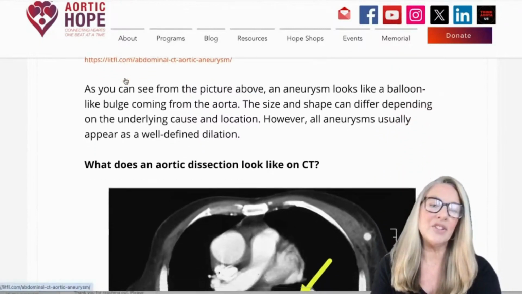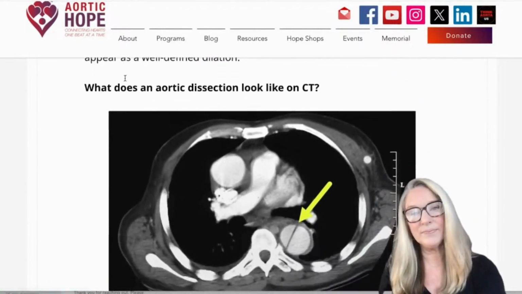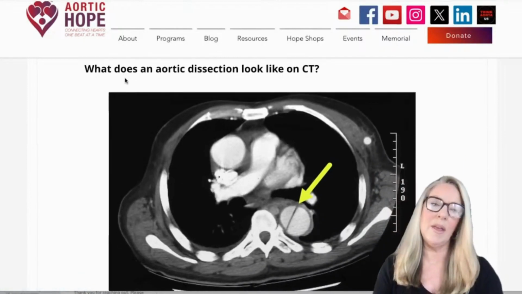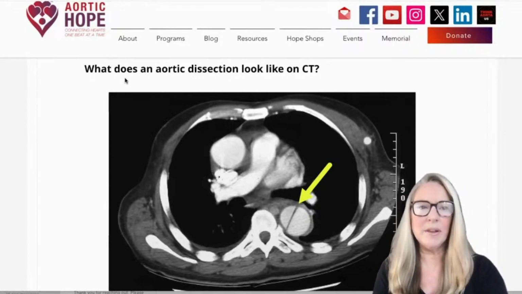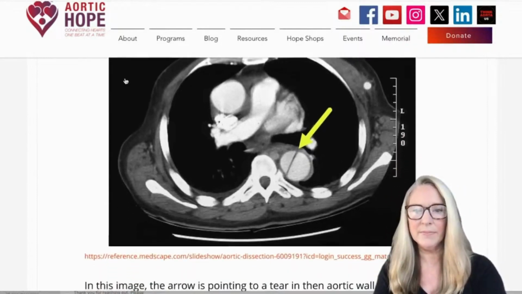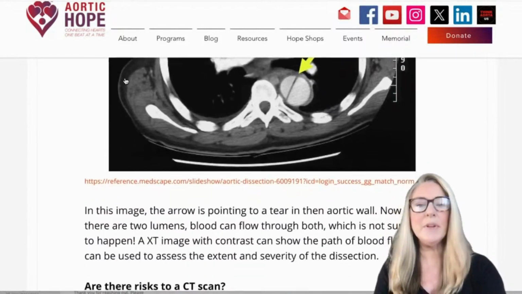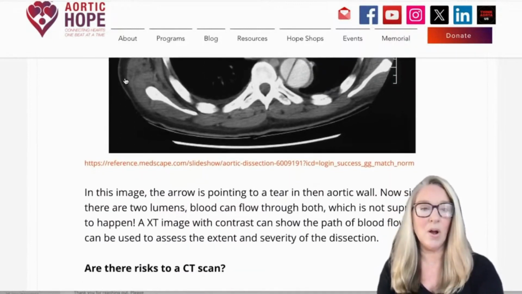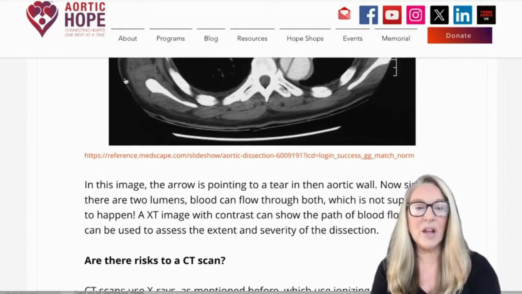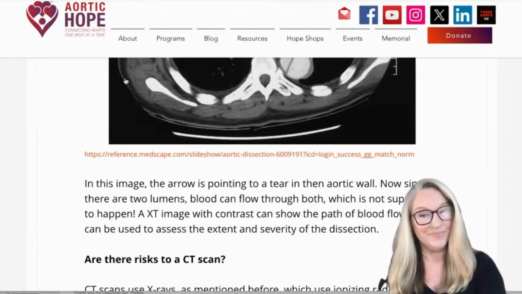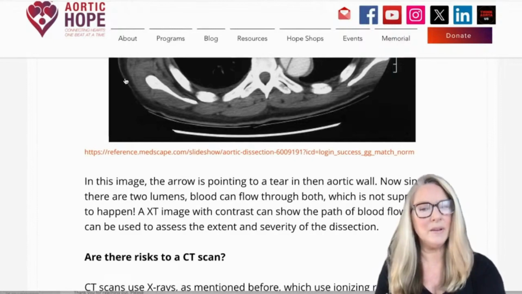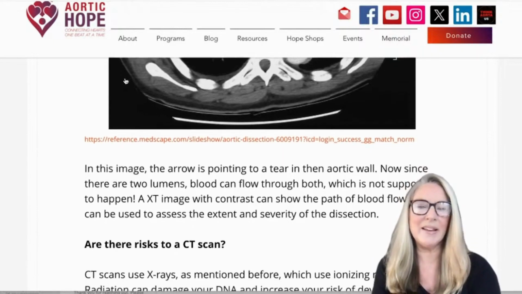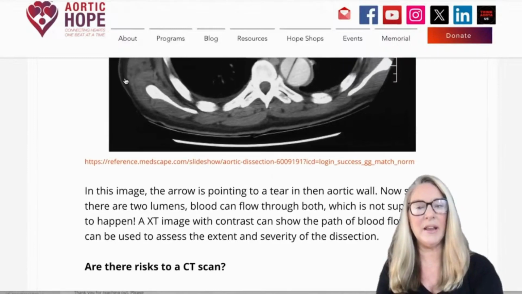What does an aortic dissection look like on CT? Here we have an image of an aorta with a dissection, with that yellow arrow pointing right there to that split in the aorta. That is the dissection. In this image, the arrow is pointing to a tear in the aortic wall. Now, since there are 2 lumens, blood can flow through both, which is not supposed to happen. A CT image with contrast can show the path of blood and can be used to assess the extent and severity of the dissection.